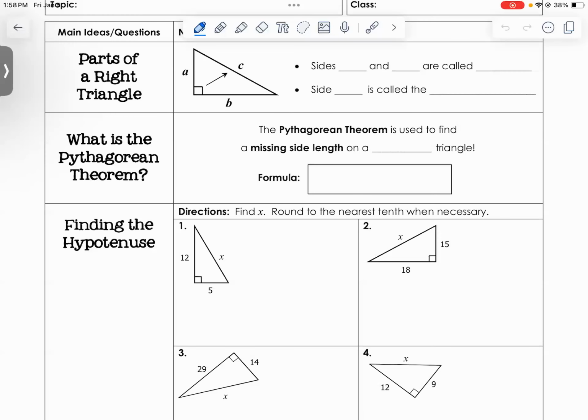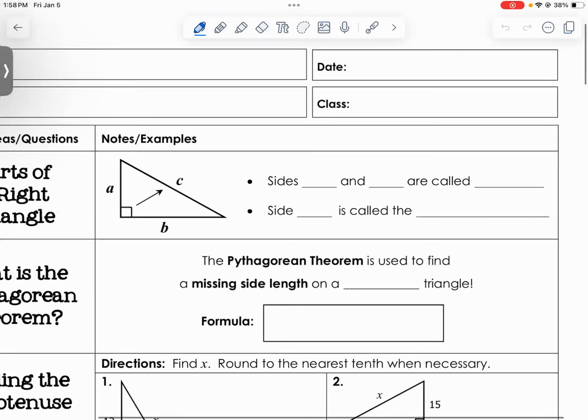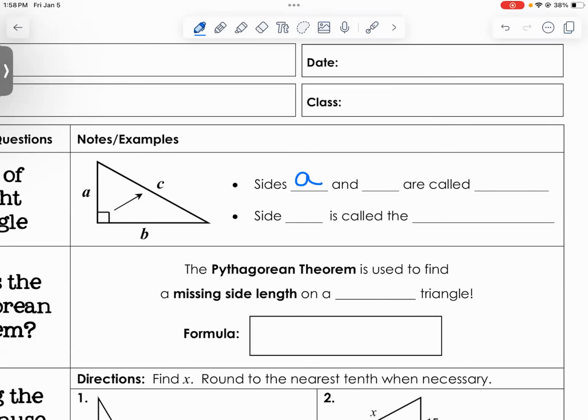So let's remind ourselves the cool stuff about a right triangle. So if I label this triangle A, B, and C, sides A and B are called legs, and side C is called the hypotenuse.